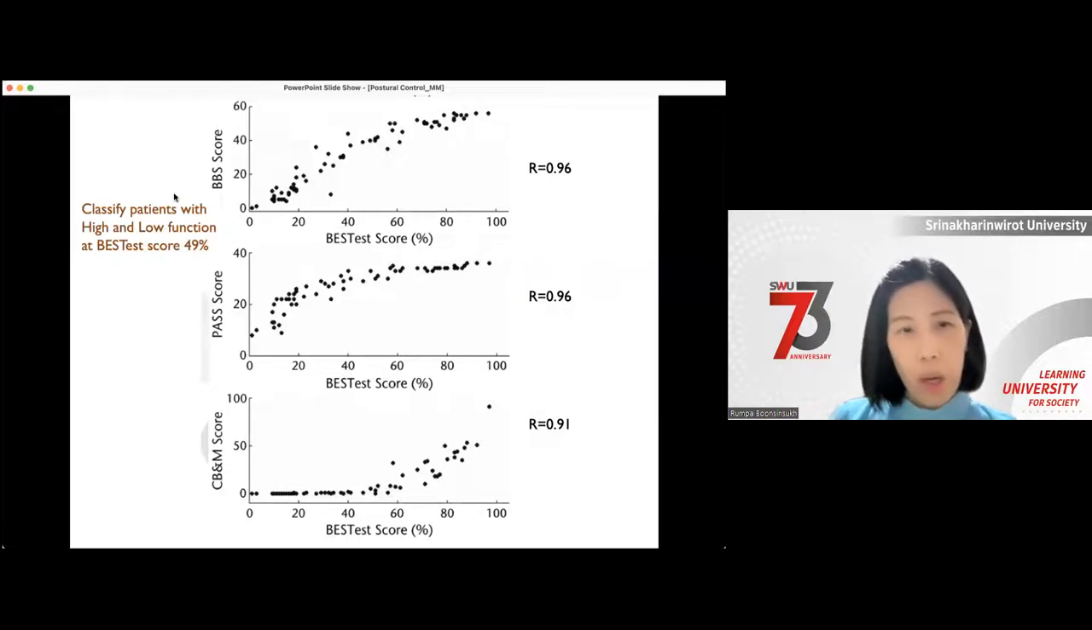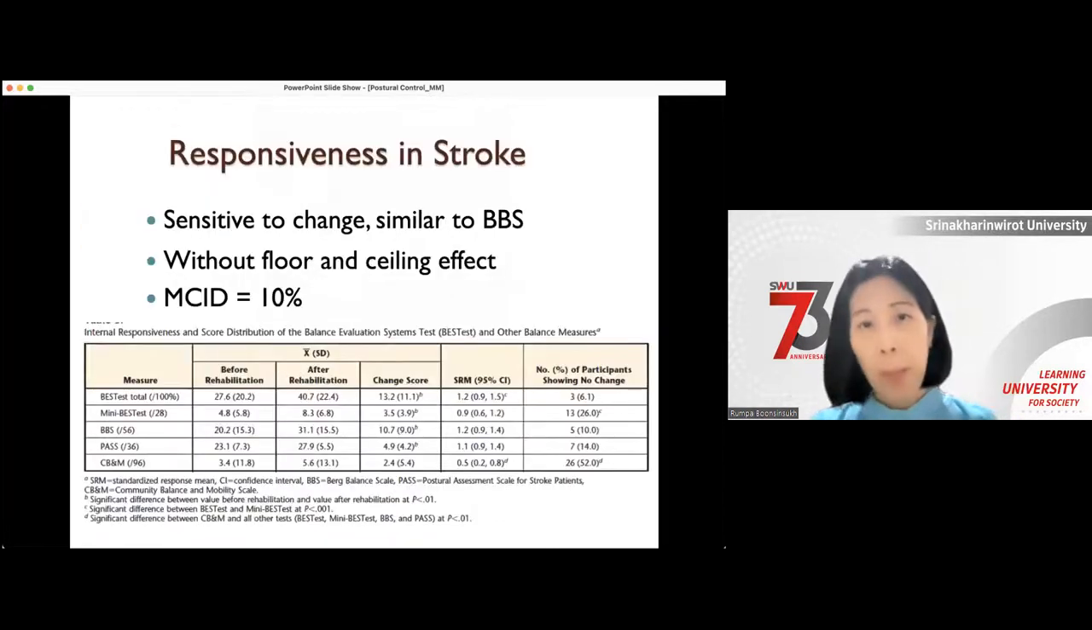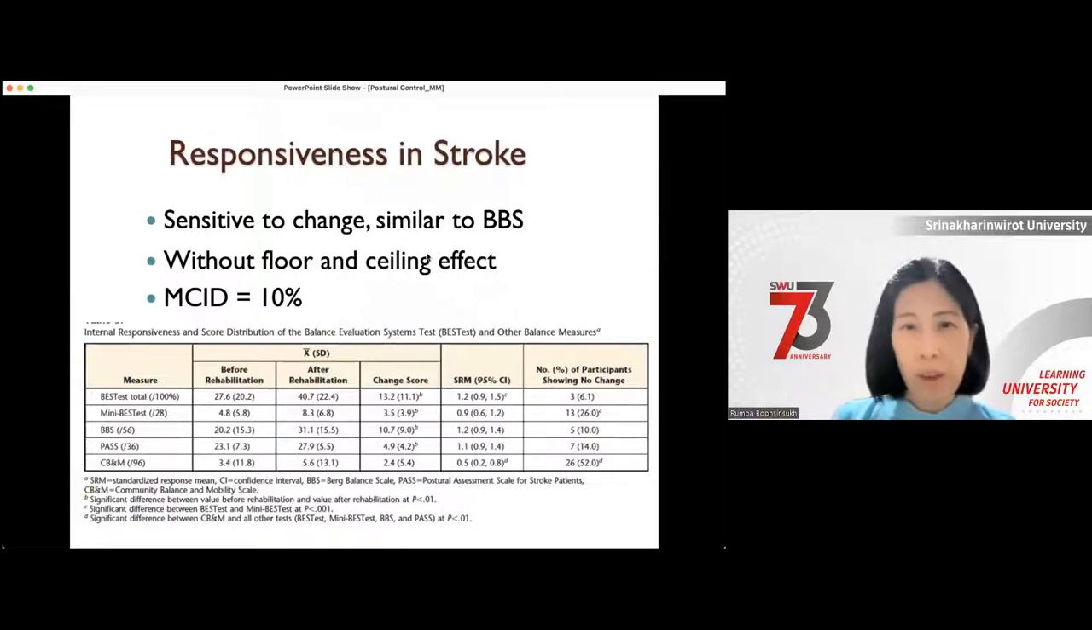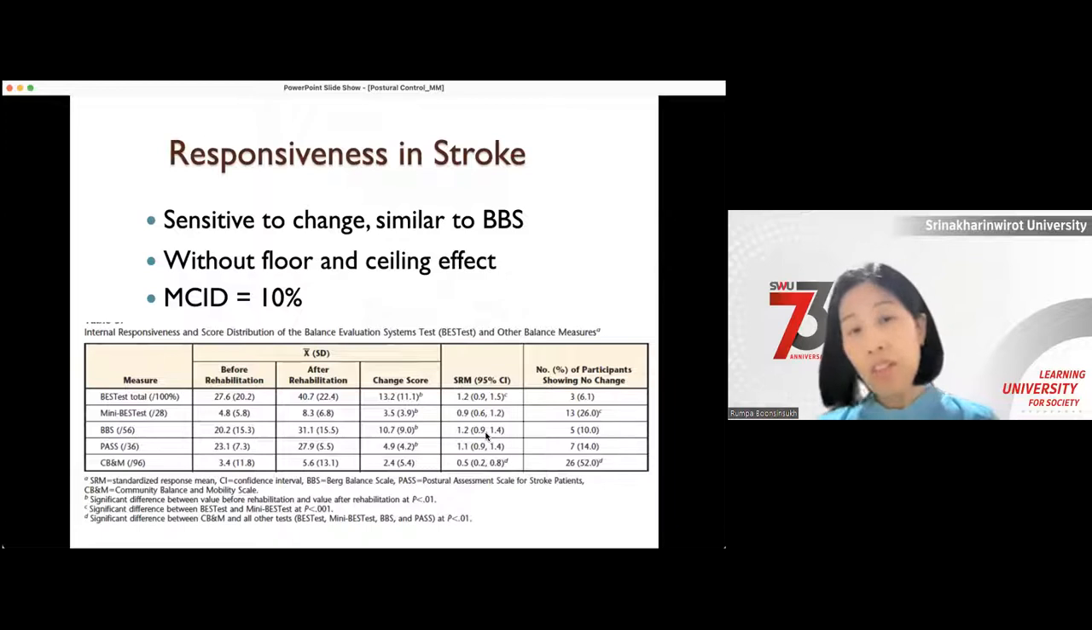And we also showed that the BEST test score can be used to classify patients who have high and low function with the cutoff score of 49%. Okay, the total score of the BEST test can be calculated to 100%. So the cutoff here is 49%. And we showed that the responsiveness of the BEST test is very sensitive to change, similar to the BERG. So looking at the SRM here, the BEST test shows 1.2 of the SRM, which is at the same level as the BERG balance scale, 1.2, okay? So it's sensitive to change.